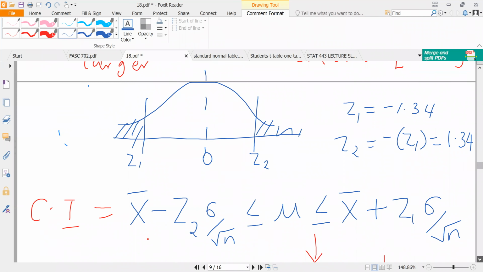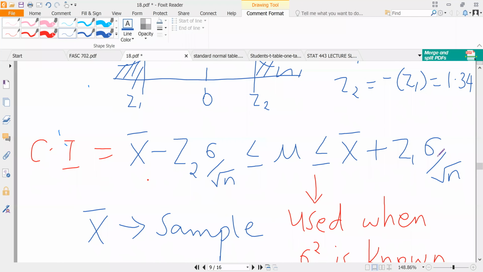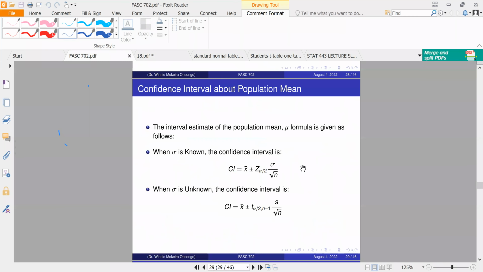So the quantities Z1 and Z2 in this confidence interval will always be obtained from statistical tables. And for you to obtain the values in the statistical tables, you must define your level of significance. The alpha level of significance has to be defined, and then you use it to identify the values of Z1 and Z2. That is what we have.